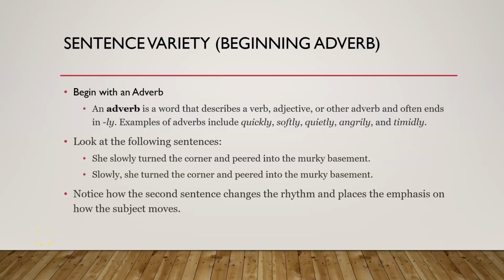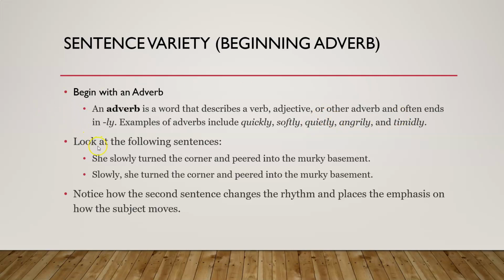So the first way that you can add variety is to begin your sentence with an adverb. And an adverb is a word that describes a verb, an adjective, or another adverb. And most often, not all the time, but most often, an adverb will end in ly. As you can see, here are some examples. Quickly, softly, quietly, angrily, and timidly.